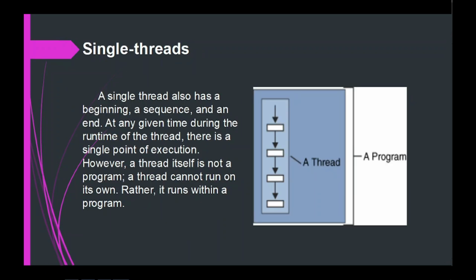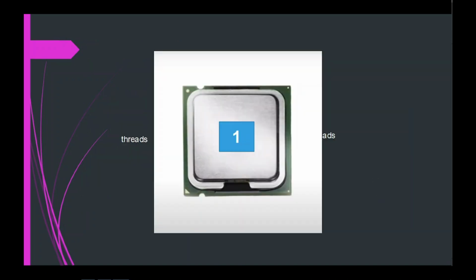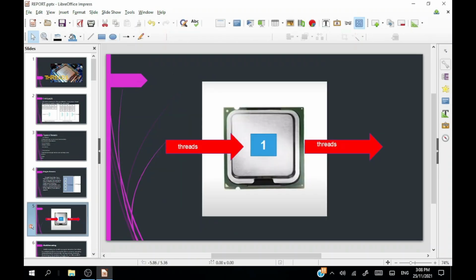So, single thread. A single thread also has a beginning, a sequence, and an end. At any given time during the runtime of the thread, there is a single point of execution. However, a thread itself is not a program. A thread cannot run on its own; rather, it runs within a program. So as I said, a thread runs within the program. So you can see all the threads here.